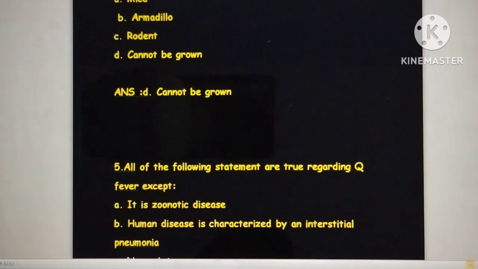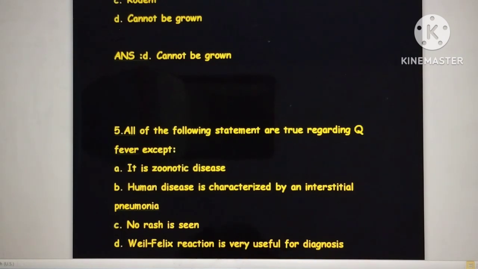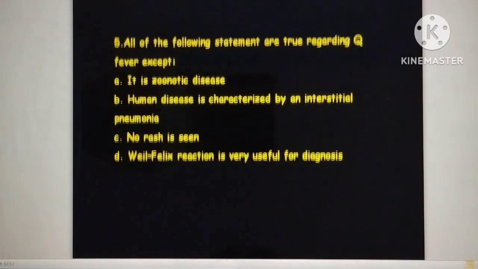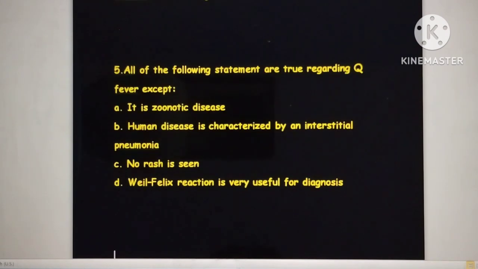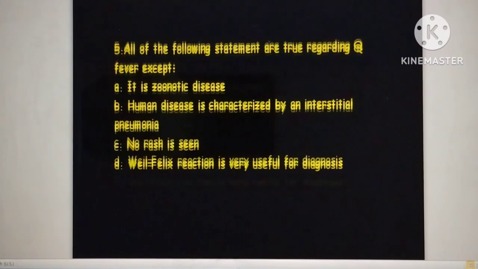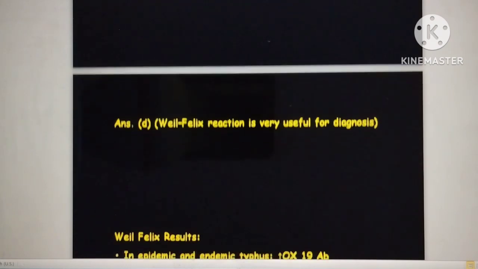All of the following are true regarding Q fever except: it is a zoonotic disease, human disease is characterized by interstitial pneumonia, no rash is seen, and Weil-Felix reaction is useful for diagnosis. So here it is a Q fever except question. Is Weil-Felix very useful for diagnosis? No.